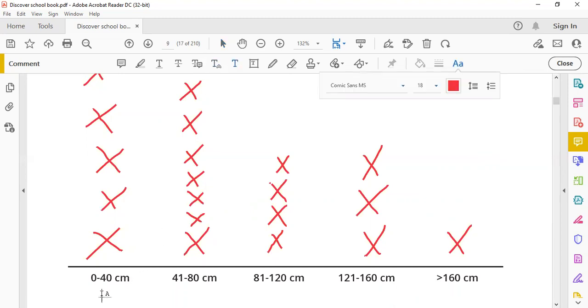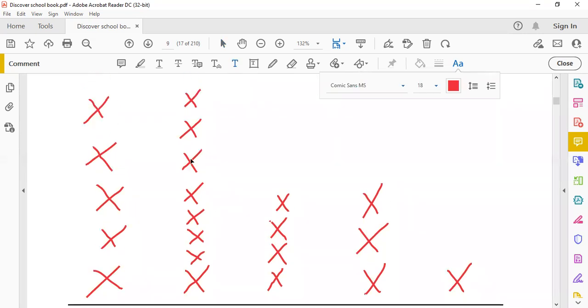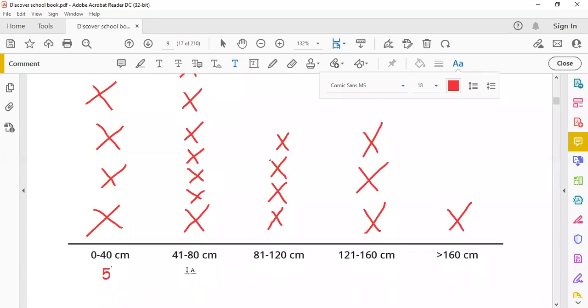Because we have 5 students here. And we draw 8 marks, 1, 2, 3, 4, 5, 6, 7, 8, for the students who can jump for 80 centimeters. And we draw 4 marks for the students who can jump for 120 centimeters. And then we draw 3 marks for the students who can jump for 160 centimeters. And we draw 1 mark for the students who can jump for more than 160 centimeters.